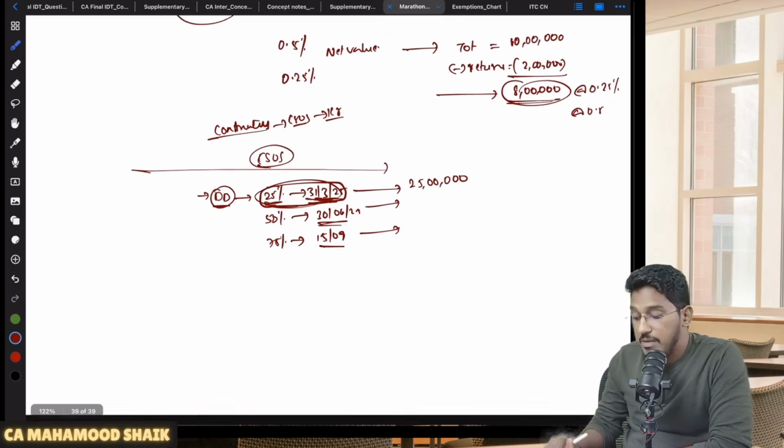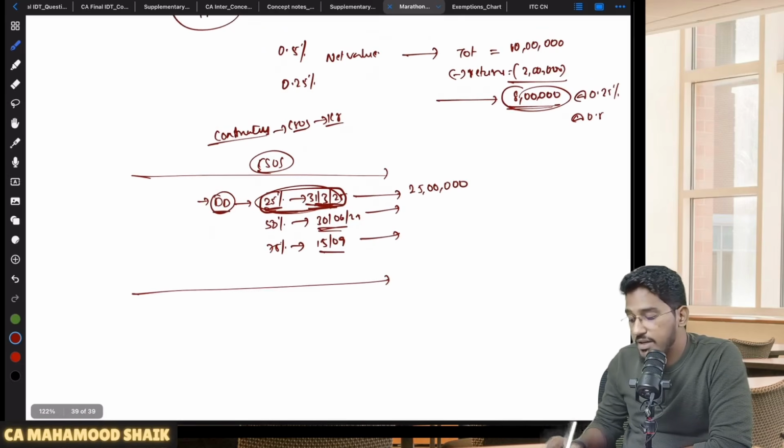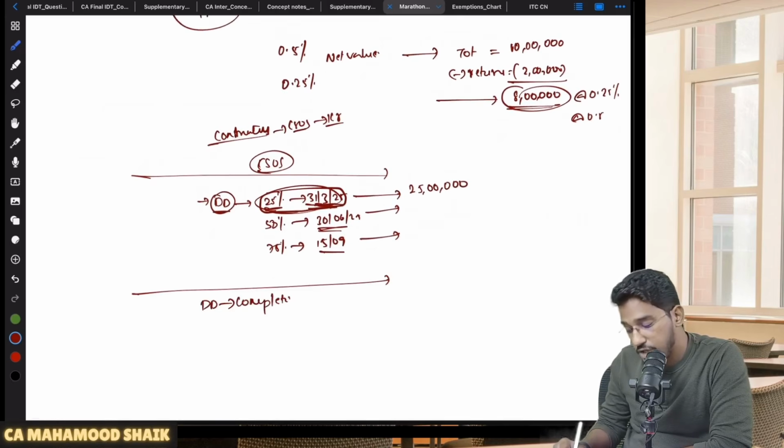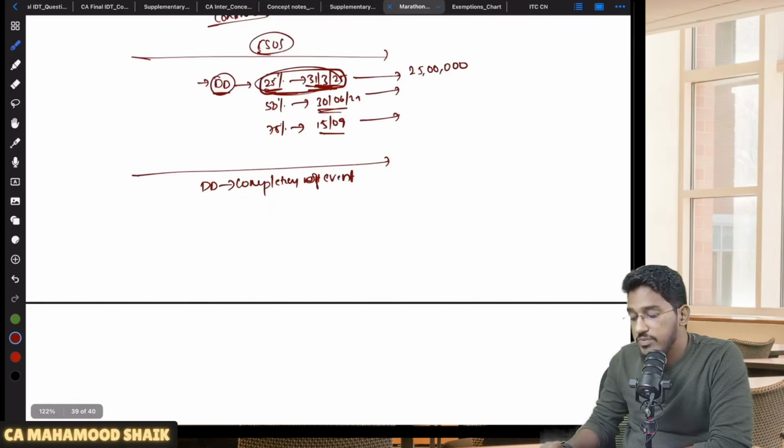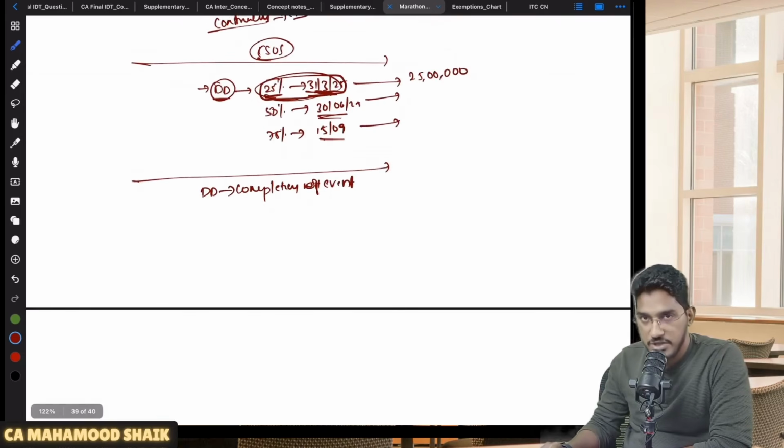But sometimes what will happen is due dates are not clearly given. Due dates are linked with completion of event. In case the due date is linked with the completion of event, invoice is required to be issued on or before the completion of that event.